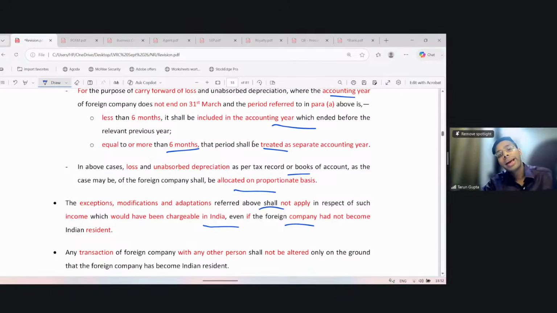So, if any income was taxable in India even when the foreign company was not resident in India, then such income shall continue to be taxable in India, and the above provisions shall not apply to such income. Meaning, if there are brought forward losses, then such losses cannot be set off against the income which would have been taxable had the foreign company not been resident in India. So, if the foreign company has any royalty or FTS income, which was taxable even without being resident, that income shall continue to be taxable, and any brought forward loss cannot be set off against such income.